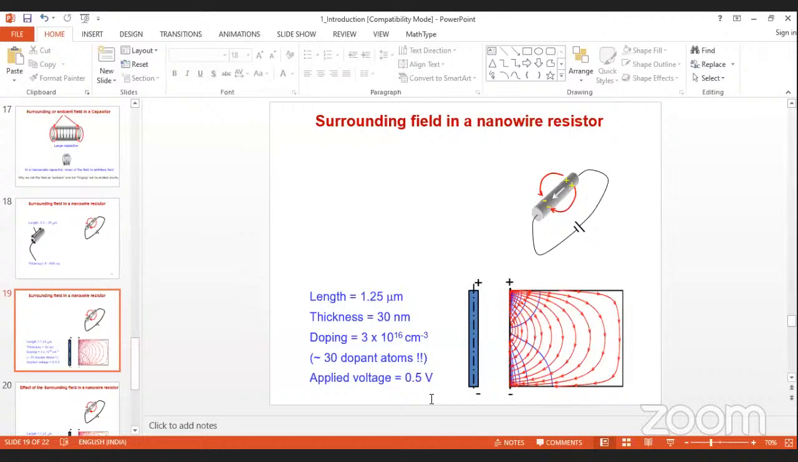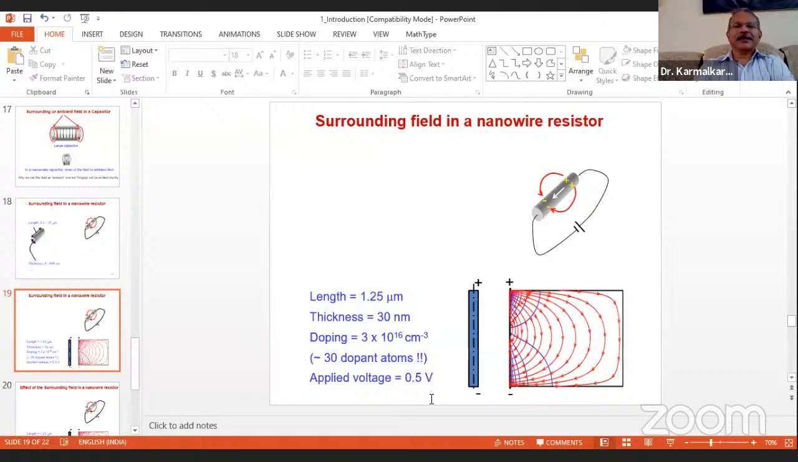Few responded in the chat box. Doping means adding impurities. Correct. That is correct. Now what I'm saying is, how do you get the number 30 in that wire? Based on atomic distance and its size. No, you tell me the formula which should be used to get the number 30.